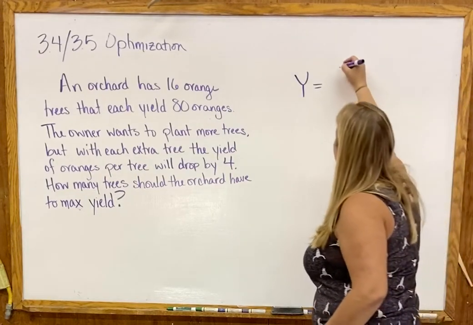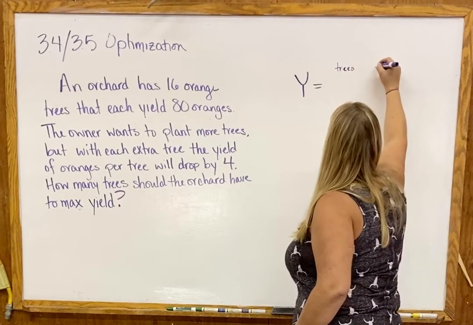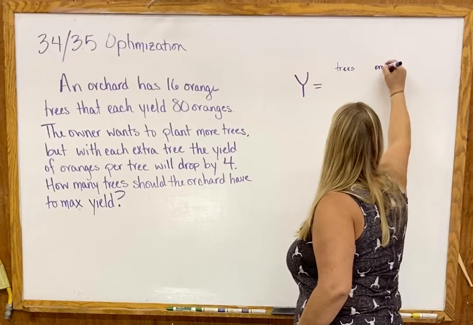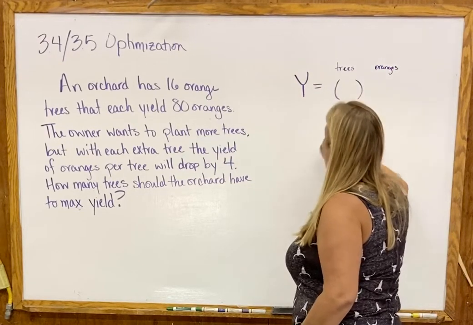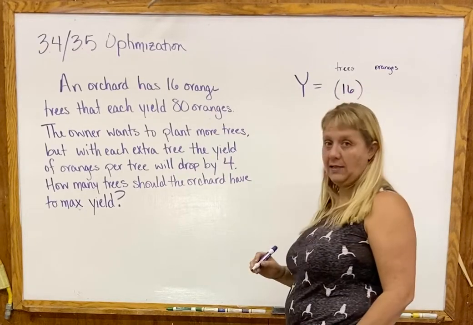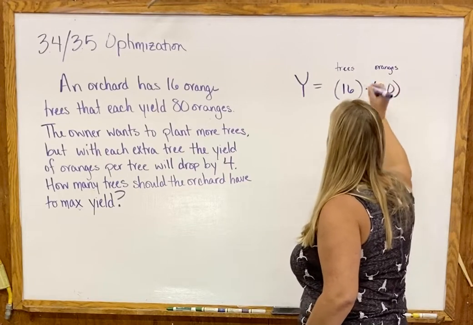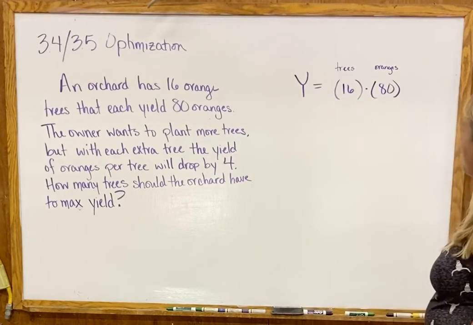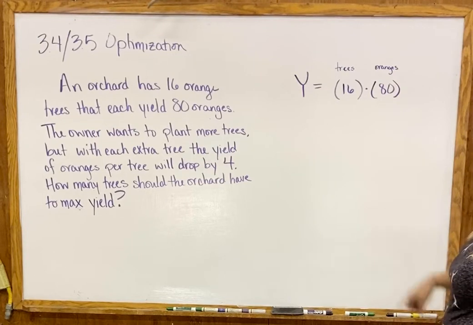So the idea is that we're going to think of 2 things. We're going to think of trees and we're going to think of oranges. So in parentheses here, when we have 16 trees, each tree gives us 80 oranges, yes? That came from the first line. Now, if we want that yield, we will multiply those two numbers together. But that's not what we're interested in here.